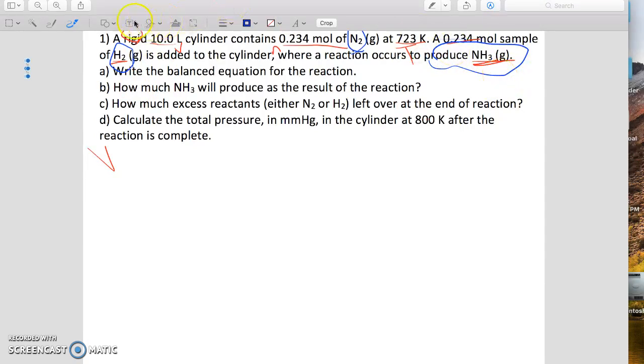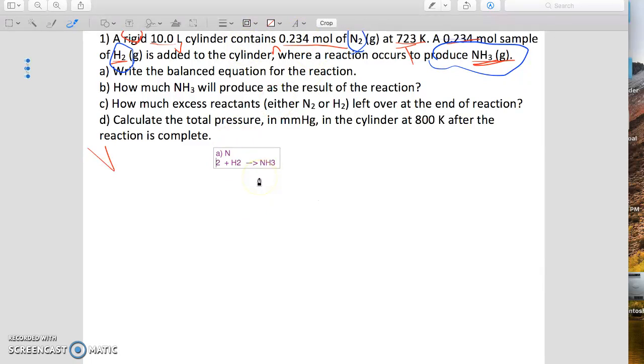Okay, so let's try writing this here. Before that, part A: write and balance the reaction, the chemical equation, which we are already guessing. So you're going to say N2 plus H2 arrow NH3.